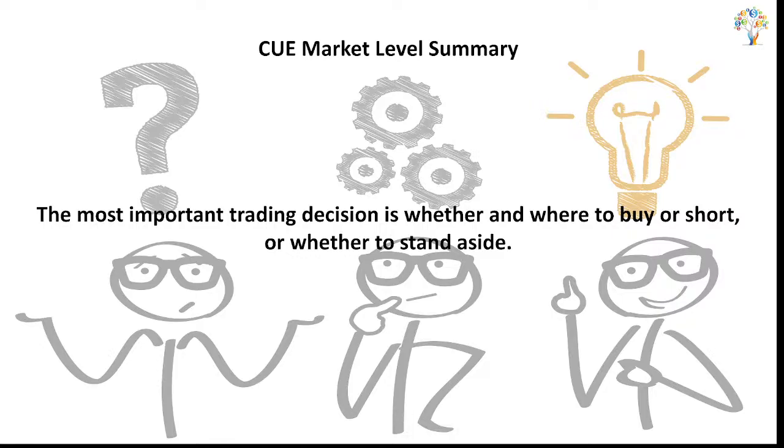Market level summary: the most important trading decision is whether and where to buy or short, or whether to stand aside. Based on what we saw, my preferred trading direction is bearish side for the market in general. However, if I am buying some stocks, I may not mind buying into defensive stocks, preferably with high dividend yield, so that even if I get stuck, I may just hold it for the dividend yield. I'll try to show you at least one such stock.